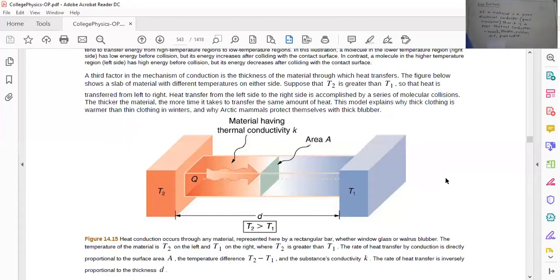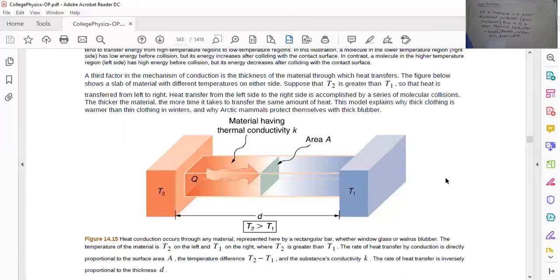All right. So what's happening here is, as we consider these end slabs that are at T2 and T1, T2 greater than T1, we think of these as temperature reservoirs. So the reservoir at T2 will lose heat into this material. Now the material between the reservoirs has a cross-sectional area capital A, as pointed out in the diagram, and it has a thickness D.